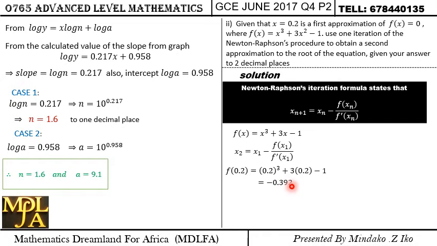Okay, so that is it. All right, so what next? Now we are looking for the first derivative of this equation here, f of x. The first derivative means we are differentiating this function, f of x, with respect to x.